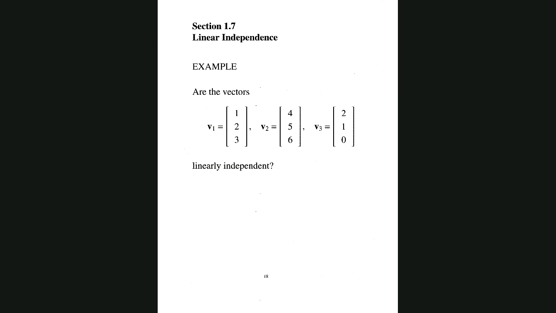But we know what we need to do. We need to start with the definition. What do we need to write in order to test for linear independence of vectors? What kind of equation do we need to write down? That's right, Matthew. We need to write down a vector equation.